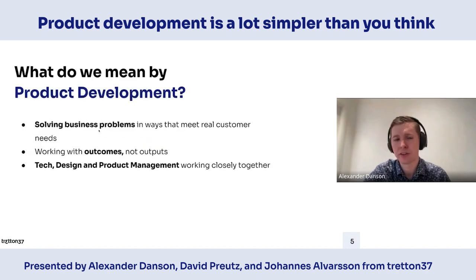Nice. So yeah, I'll summarize this section and we'll move on to the next topic. What we mean by product development: solving business problems in ways that meet real customer needs, aligning both the business and the customer value, working with outcomes instead of outputs. Again, focusing on that value as the goal and the measure of success is the key thing. And then finally, it's a lot about this cross collaboration between different competencies in the same room, be it virtually or physically, but with the same shared goals and collaborating together closely. That's what we mean when we're talking about product development and modern product development practices.